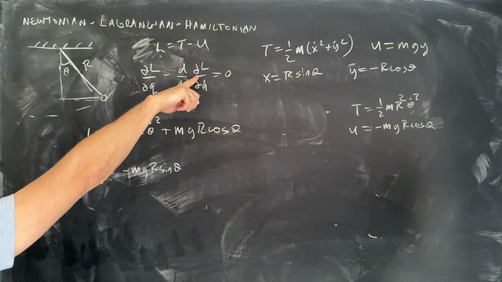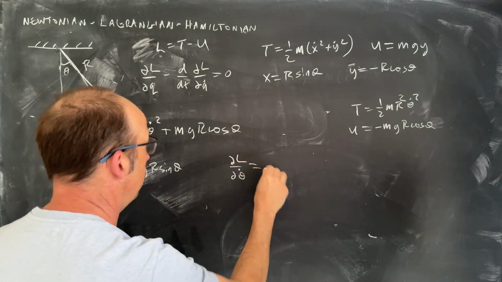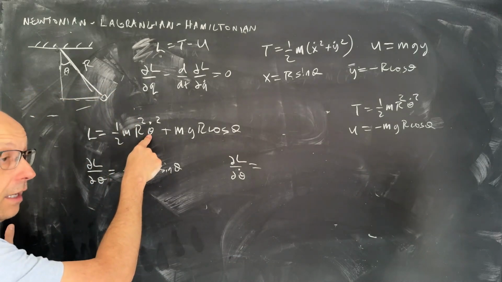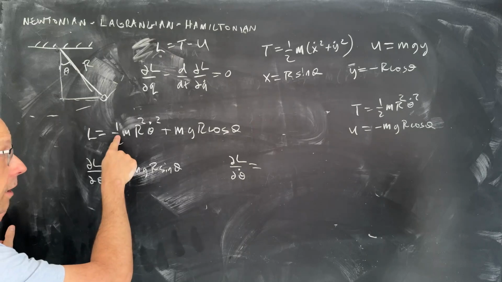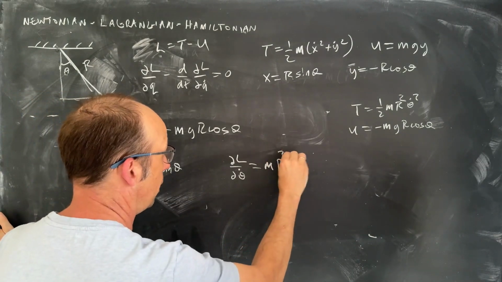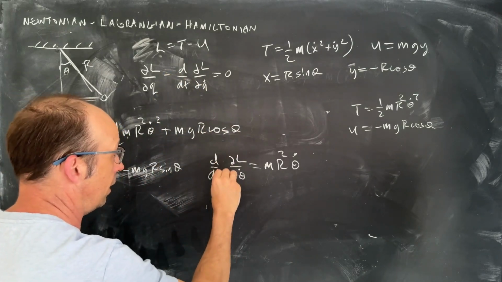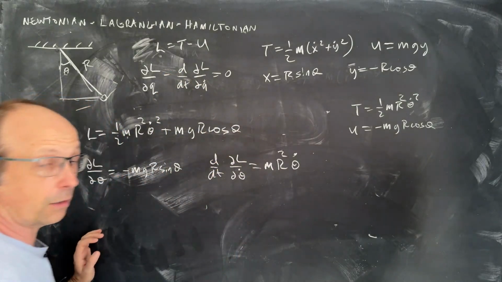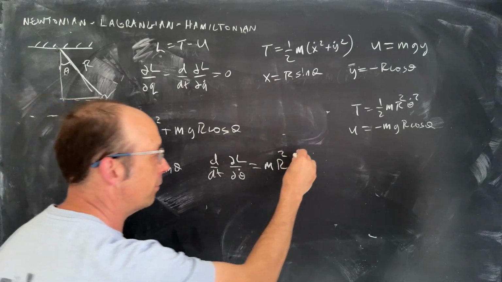Now let's do this part right here. I'm going to say the partial of L with respect to theta dot. So there's only one theta dot, and it's right here. So if I take the partial of that, I get the 2 to come down. I get 2 over 2. I get m r squared theta dot. Now I need to take the time derivative of both sides, which is pretty easy because the only thing that depends on time here is theta dot. So the derivative of theta dot with respect to time is theta double dot.